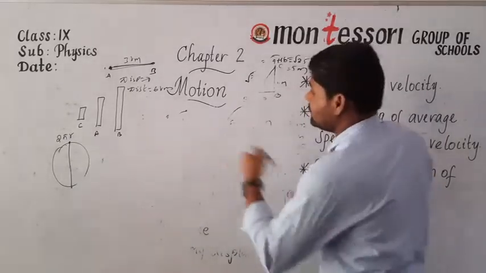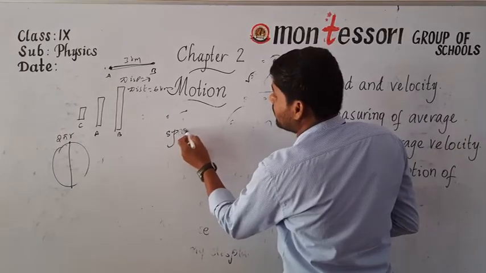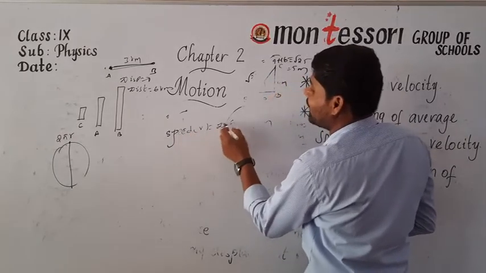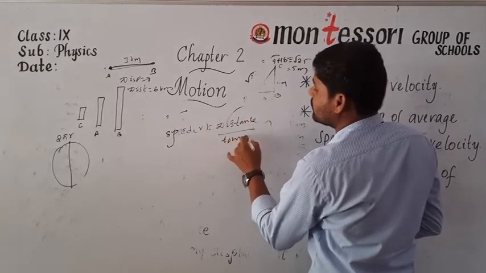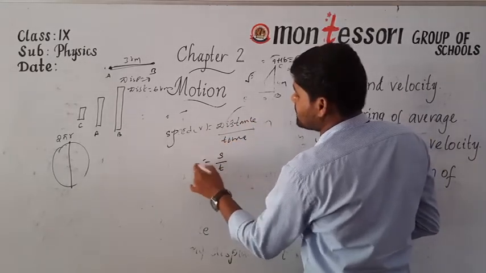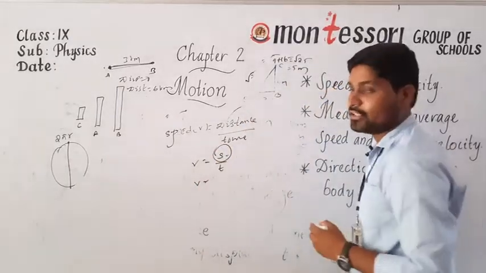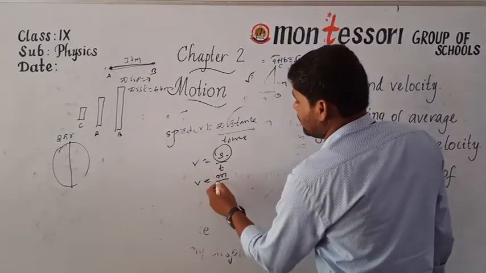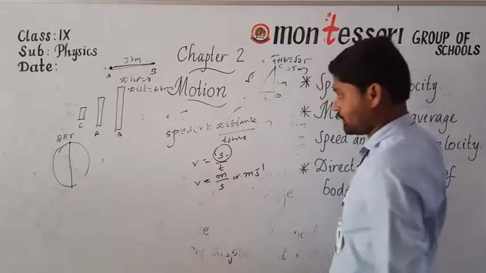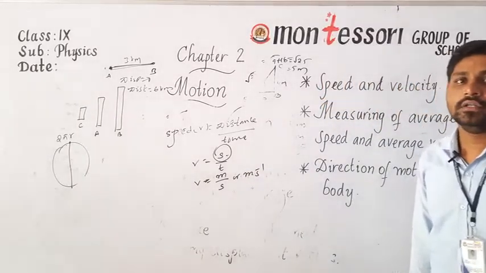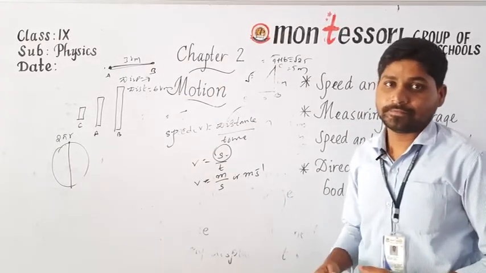What is speed here? Speed we can represent with the small v. Speed, v, is equal to distance by time. You can say s by t. v is equal to s by t. Distance is generally in terms of meters, time in seconds. So meters per second, or meter second inverse, is the SI unit of speed.